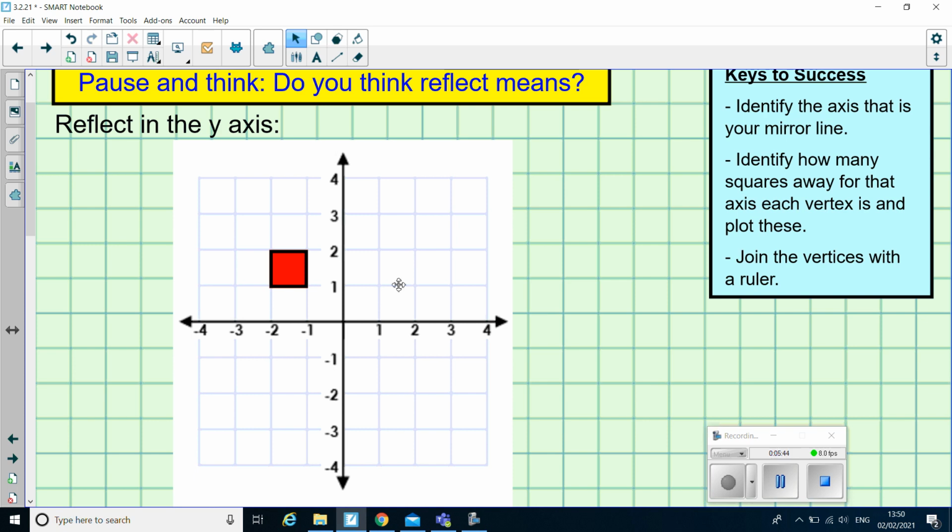So here we've got a question that says reflect in the y-axis. So we've got a shape and we've got to reflect that shape using the y-axis as our mirror. Imagining that y-axis is the mirror.